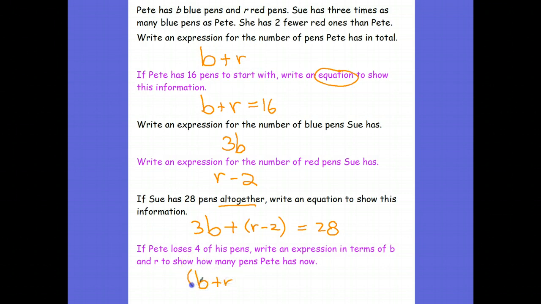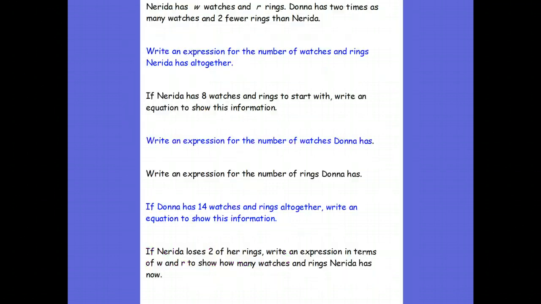And again, we can bracket that or not bracket that as we wish. And he's lost 4 pens, so the number of pens he has now is b plus r minus 4. Or if you prefer to write it without the brackets, b plus r minus 4 without brackets. Okay, I want you to try the questions on the next page, please.